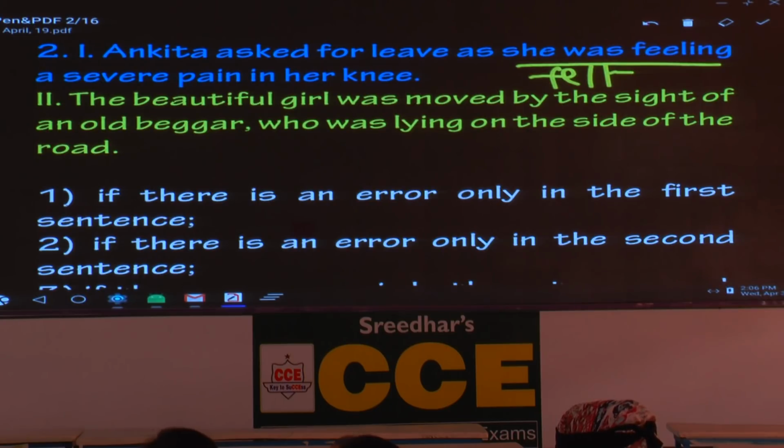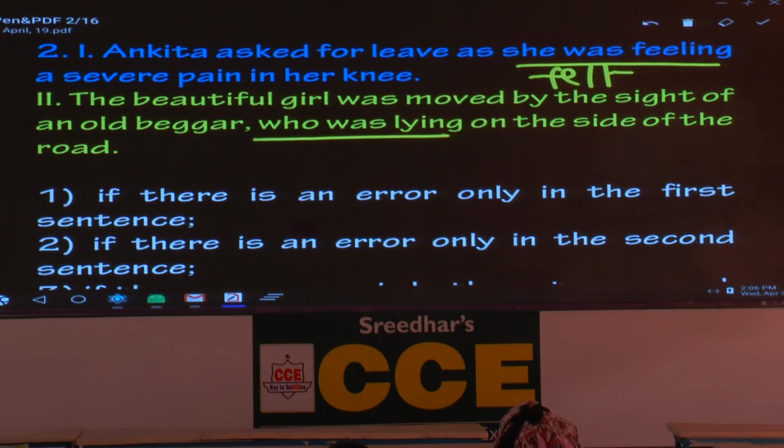And what is the answer here? First question, is there an error? Yes, firm yes. What is the error? First you underline who was lying. There is no error. What is the verb here? Lie. Lie means what? To be in the horizontal position, relaxing. Lie down, lying down. There is nothing wrong.